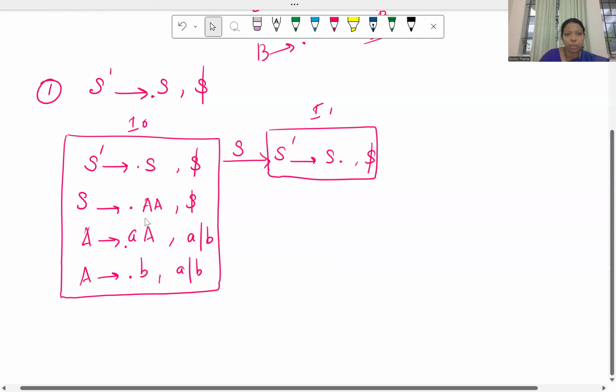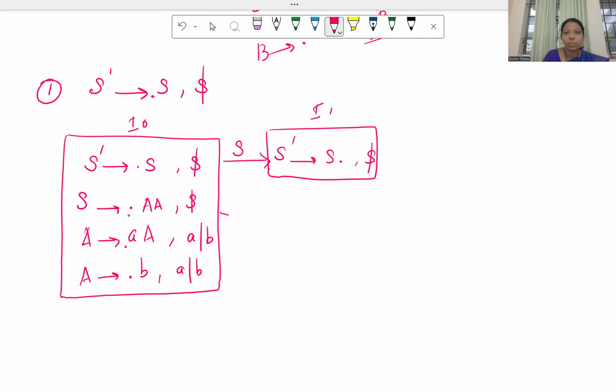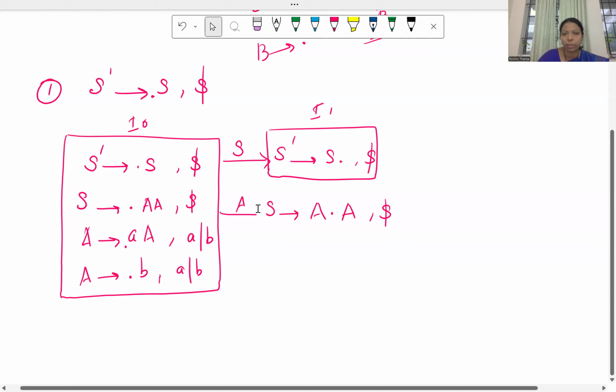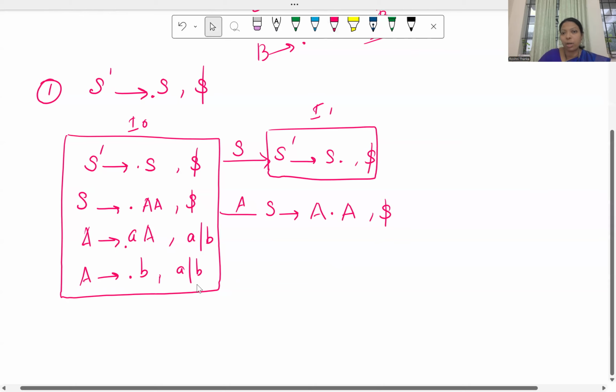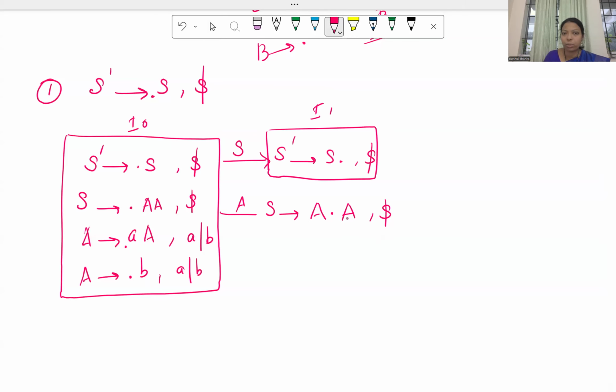Then the next thing to read here is capital A. So when I read capital A, S derives A dot A. The dot will go to the next place and write the dollar as it is, since it is coming from the goto, write as it is. And here there is no capital A to read, so that's it. And now you have to look here. After the dot, you have a non-terminal, that is capital A. So you have to write all those productions of A. So A derives dot small a capital A and A derives dot B. And now you have to see the closure of it.